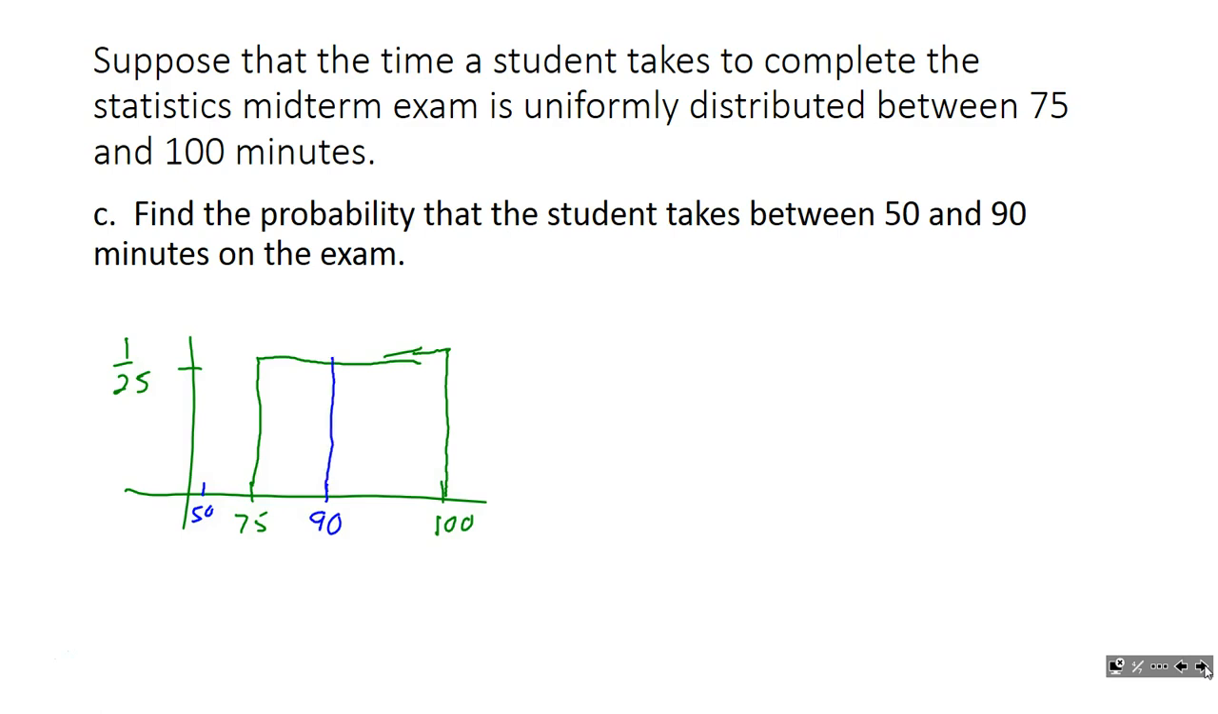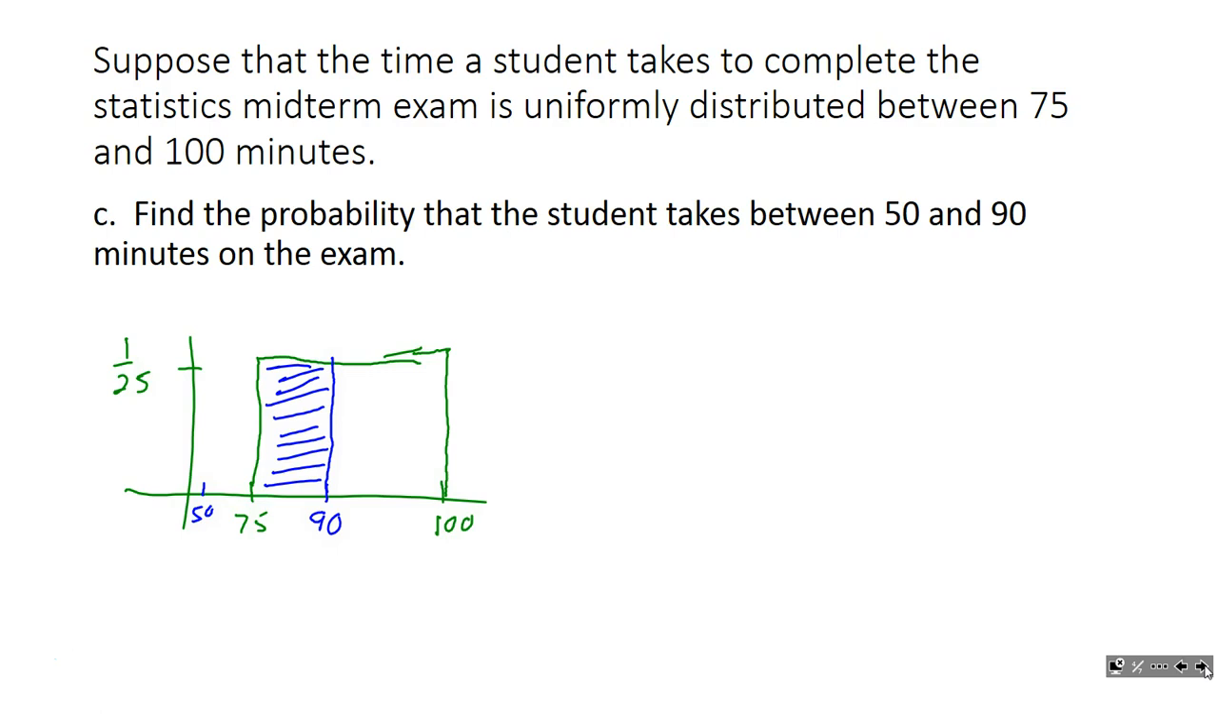Well, we're restricted to this green rectangle. Saying that it has to be between 50 and 90, in fact, it'll never be as low as 50. The only region that would get shaded would be from 75 to 90. So it is a legitimate question to ask. It's just that nothing happens between 50 and 75. It only happens between 75 and 90.